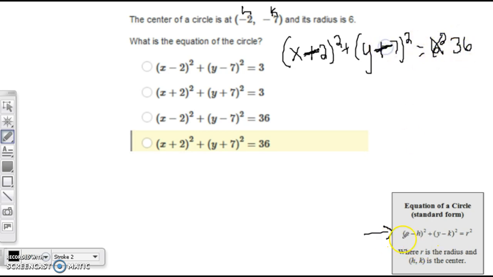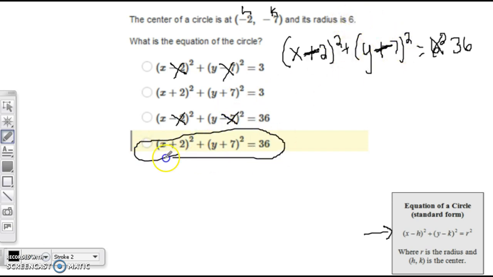So you can plug it into your formula every time. This is a formula on your formula sheet. Or you could just remember when you plug in for h and k, you have to change the sign. So the -2 becomes a +2. The -7 becomes a +7. And then the radius, we have to square it. So 6 squared is 36.